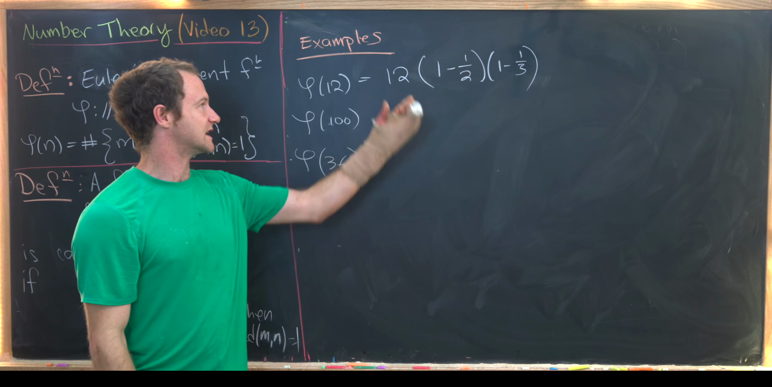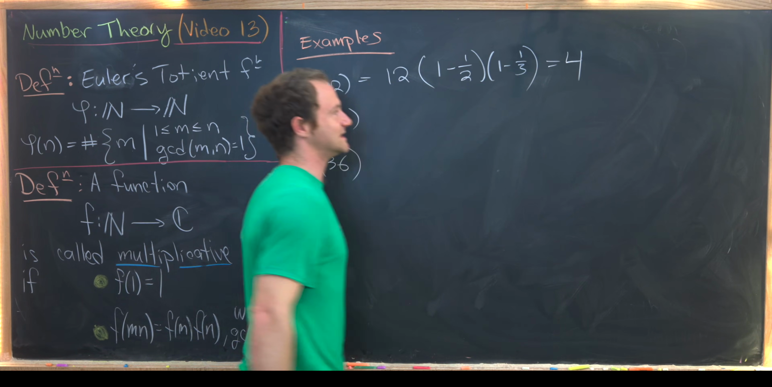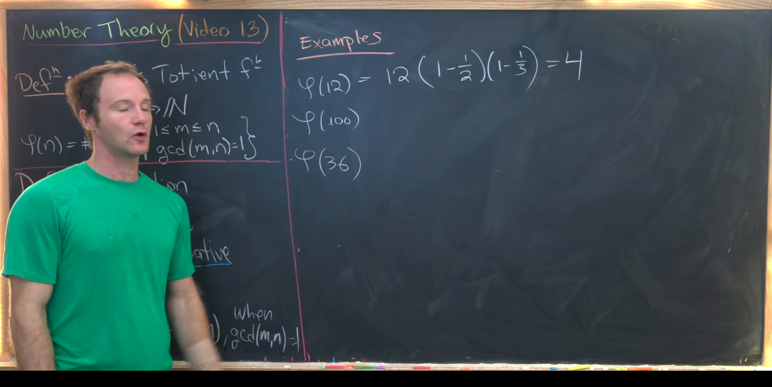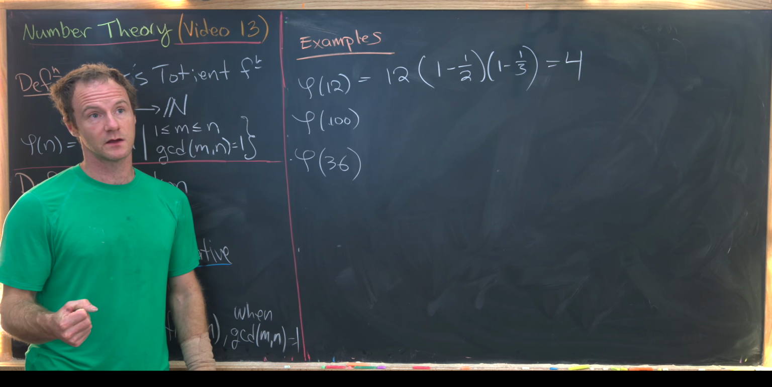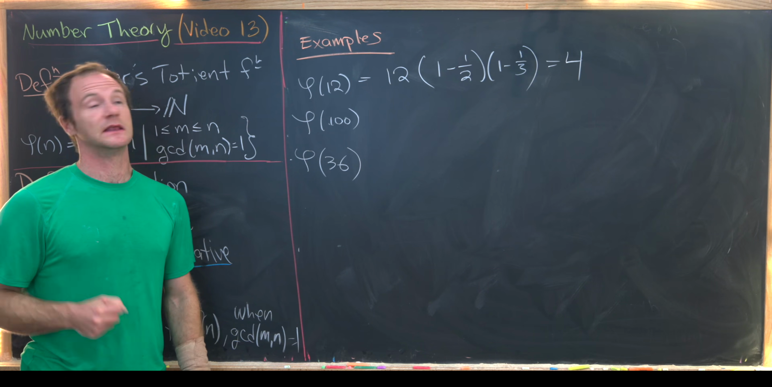But notice that's going to give us 12 times half times 2/3. I'll let you guys multiply that out and see that you get the number 4, which checks out because the only numbers between 1 and 12 that are relatively prime to 12 are 1, 5, 7, and 11.